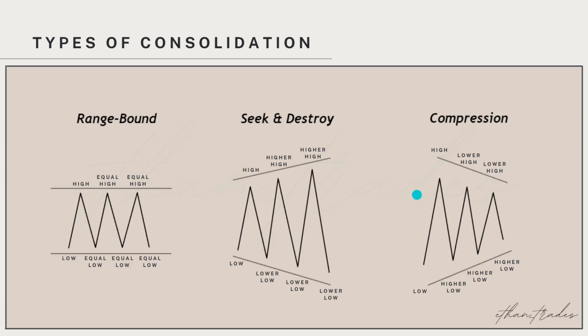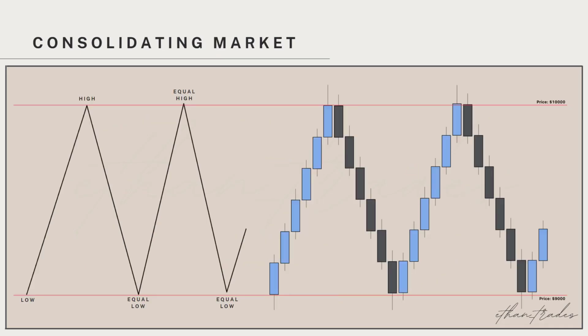And then lastly, once again, the compression, where it's a low, a high, a higher low because it fails to take out that previous low, and then a lower high because it fails to take out that previous high, a higher low, a lower high, a higher low, where it's kind of creating a triangle pattern here. In this specific diagram, I have delineated 2 price levels to show you how price bounces in between them. So this one right here would be a range-bound market.